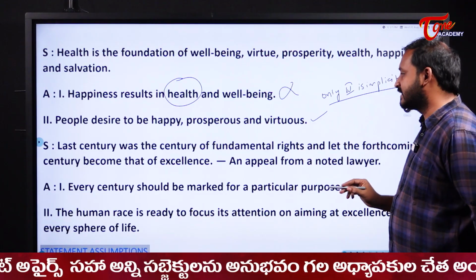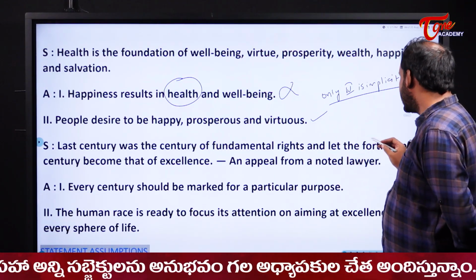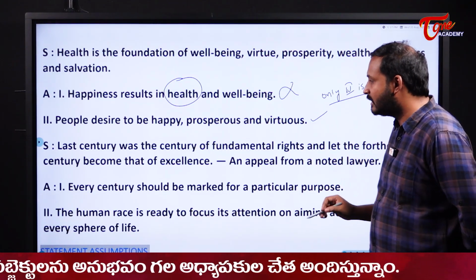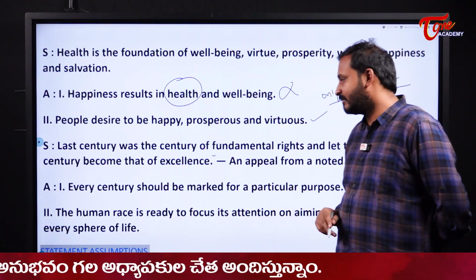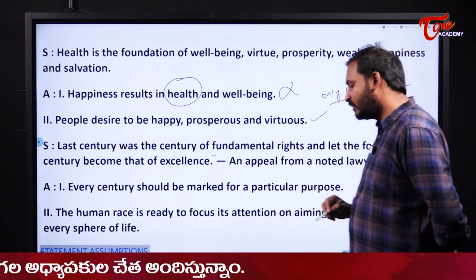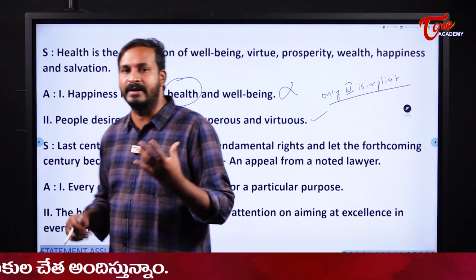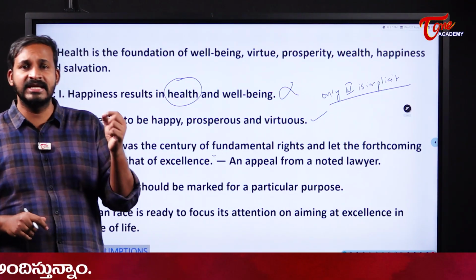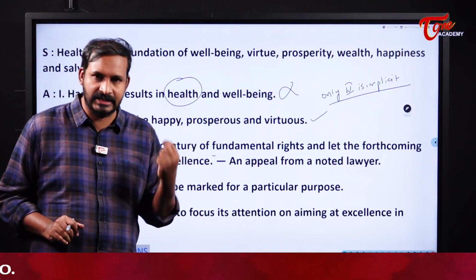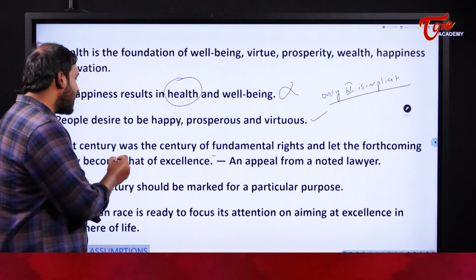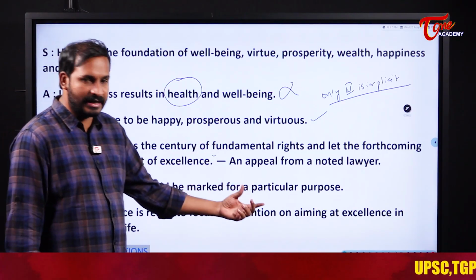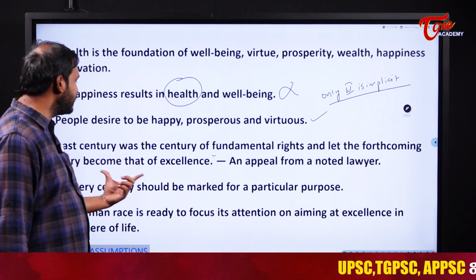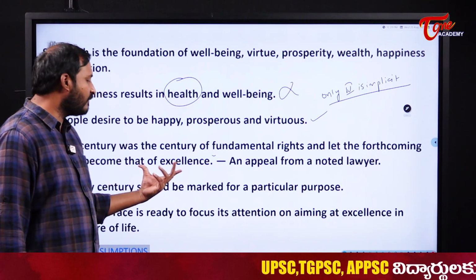Okay, right, next one. Last century was the century of fundamental rights, and let the forthcoming century become that of excellence. This is an appeal from a noted lawyer. This is the appeal from a person. Last century was the century of fundamental rights, and let the forthcoming century become that of excellence.